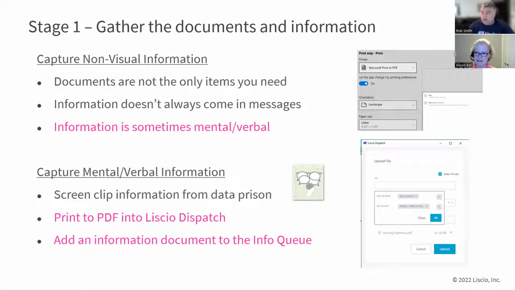You can take a screen clipping of it, print it, just go to the printer, go to Microsoft, print to a PDF, print it straight into the Liscio Dispatch, which is a folder on there. I'm not going to show you this one, we've got videos to basically show you that. But when you do that, it's like virtually putting it into the queue. So you just take a screenshot, print it, and it goes right into the queue.